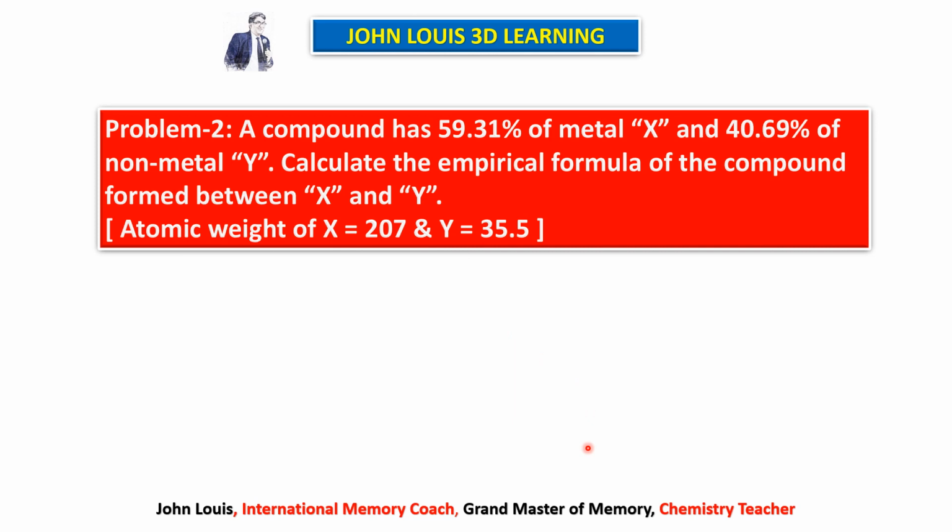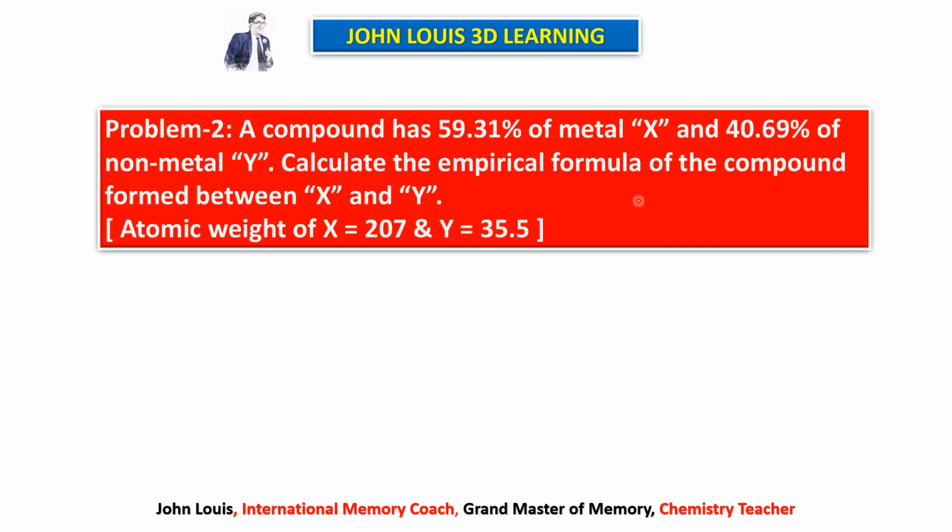So a compound has 59.31% of metal X. Here it is given in percentages. From this we need to find out its empirical formula. So a compound has 59.31% of the metal X and 40.69% of non-metal Y. If you sum up these percentages, you will get 100. So percent means what? 100. Therefore, the sum of the percentages of all the elements present in the compound should be equal to 100.